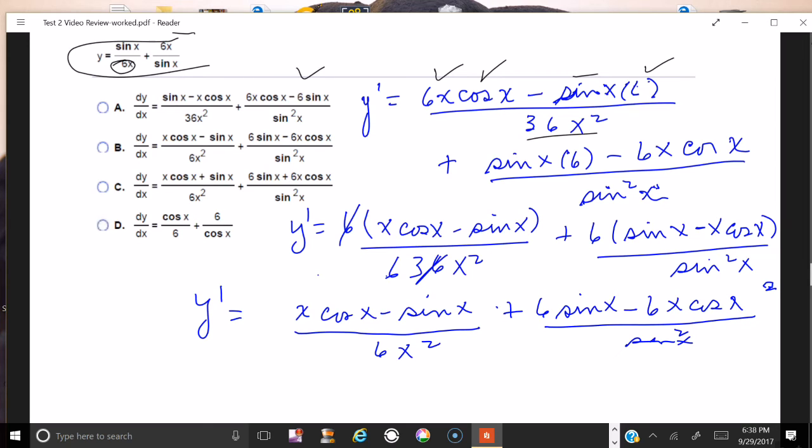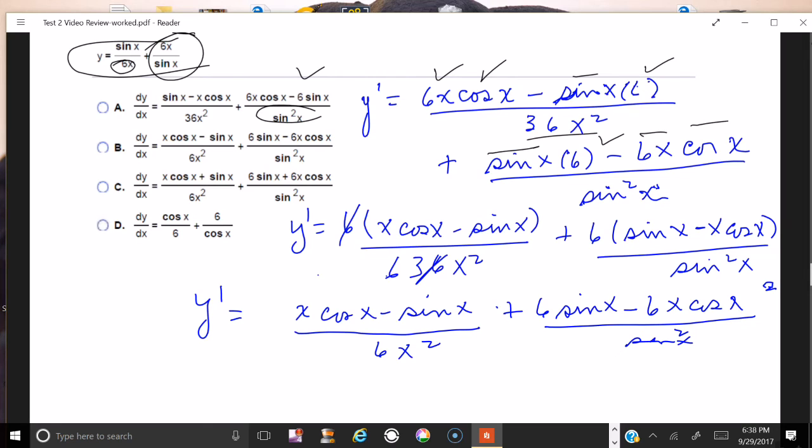Then do the next one, and we get sine of x times the derivative of 6x, which is 6, minus 6x times the derivative of sine, which is cosine, all divided by the denominator squared, which is sine squared of x.